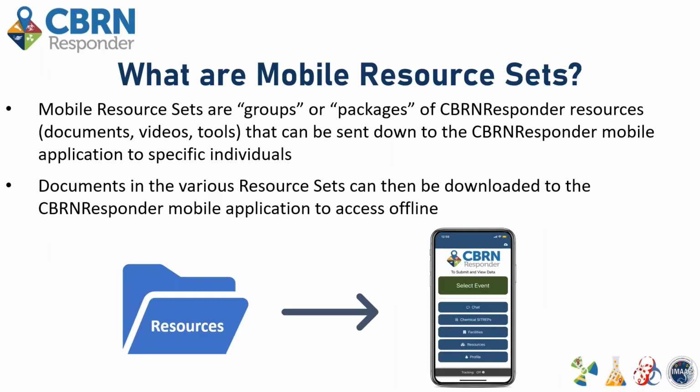We'll start by going over what mobile resource sets are. So mobile resource sets are groups or packages of various CBRNResponder resources, such as documents, videos, and tools that can be sent down to the CBRNResponder mobile application to specific individuals. Documents in the various resource sets can then be downloaded to the CBRNResponder mobile application to access offline.